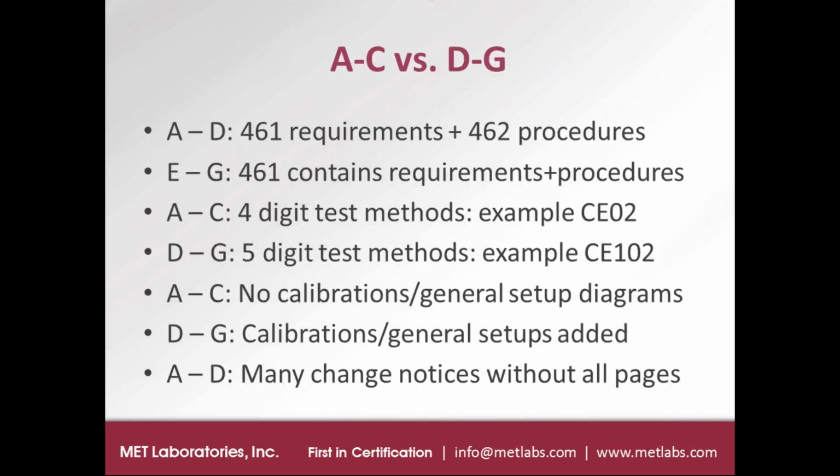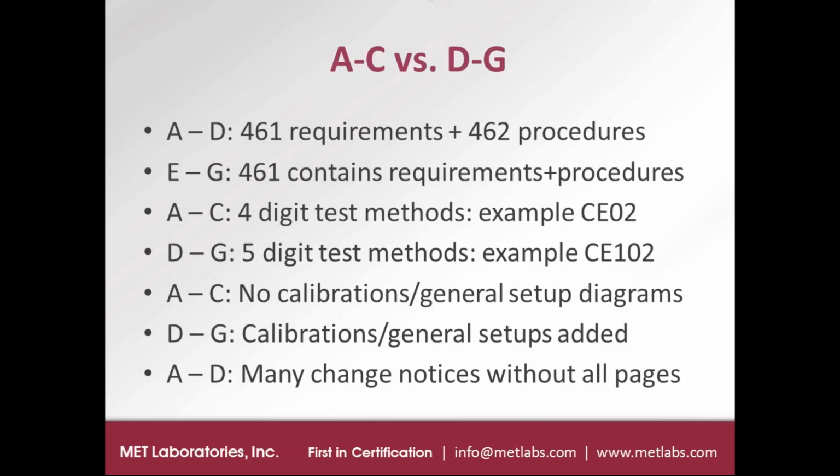Some of the key differences between versions of the standard are listed on this slide. Versions A through D actually had two separate documents: MIL Standard 461, which contains the test requirements, and MIL Standard 462, which contains the test procedures. After version D, in versions E through G, they combined the requirements and the procedures into a single document, and they maintained the 461 number and dropped the 462 document.